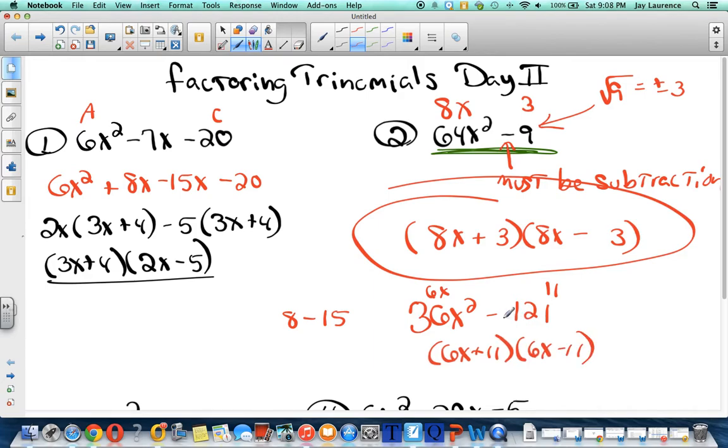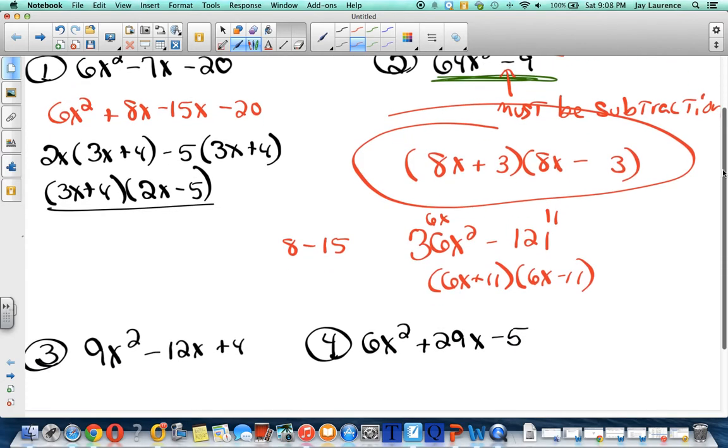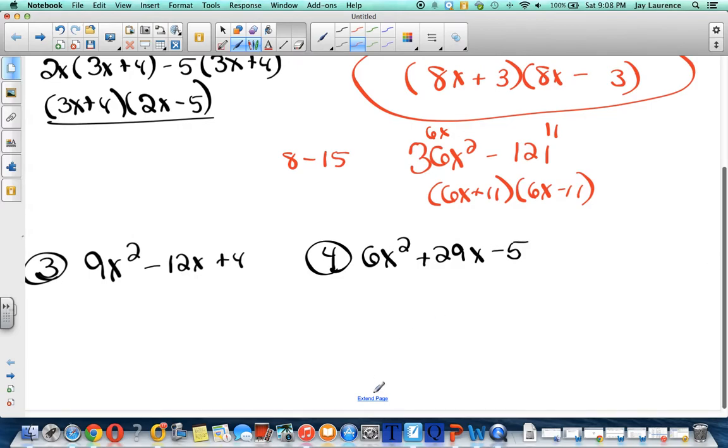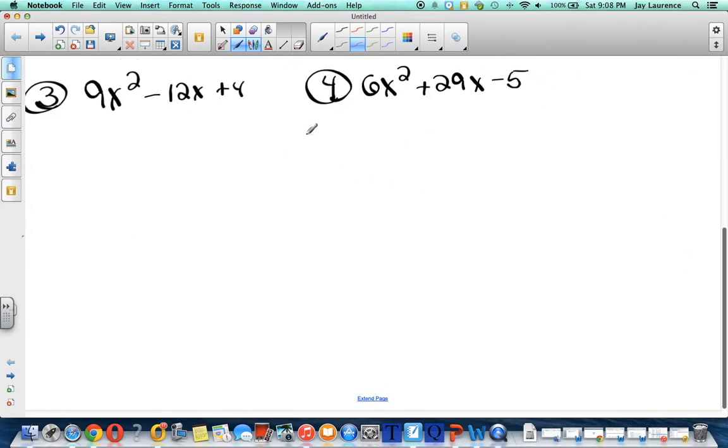I don't know about you, but I'd rather do that instead of multiplying 36 by 121 and then trying to find factors. Okay, now of course you're allowed to use a calculator to help you, but if you recognize the difference of perfect squares, it becomes so much simpler. All right, here's two more trinomials, just like problem number 1. I'd love for you to pause the video at this point and try to factor them on your own.